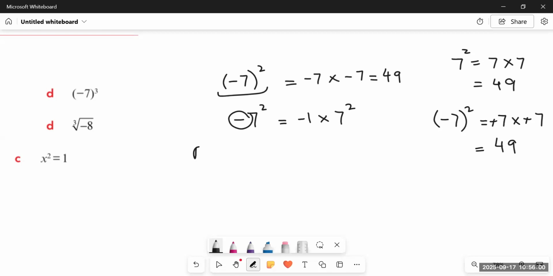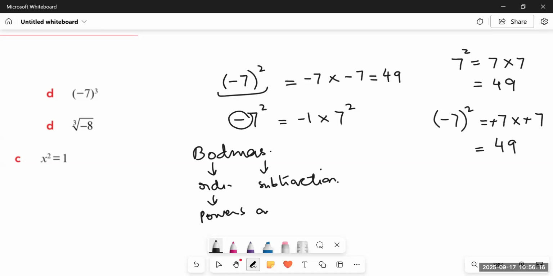So in this case, we will apply the BODMAS rule, which says O for orders and S for subtraction. Subtraction comes later than the order. Order means powers and roots. So if we have a negative sign and a power together, we will apply the power first and then we will go for the negative sign. So it's basically minus 7 square. See? So if the sign is not enclosed in the bracket, then your answer would be negative. So in this case, it would be minus 49.